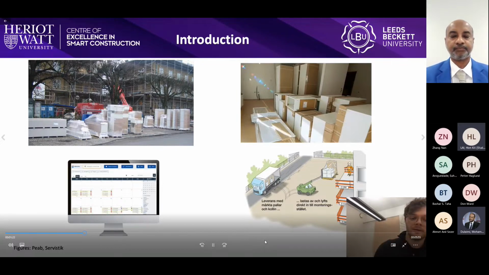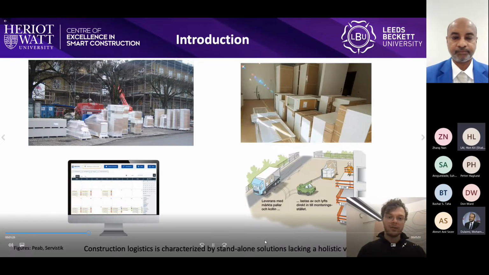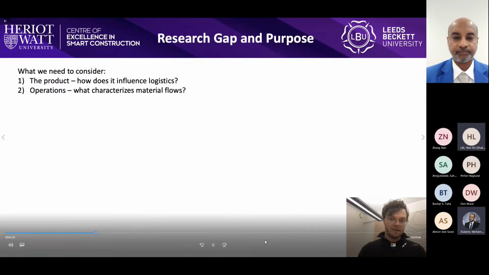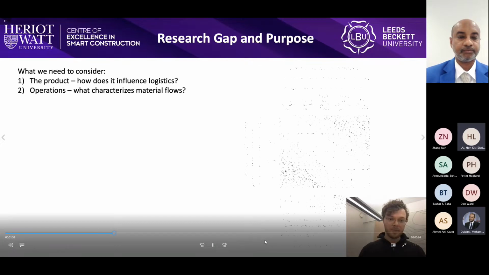However, these are rarely developed at a strategic level, so they're characterized by being standalone solutions that lack a holistic view on logistics. So in general terms, previous logistics and supply chain management research highlight that we need to consider two aspects of building operations. The first one is the characteristics of the product itself. And the second one is the operations of building production.